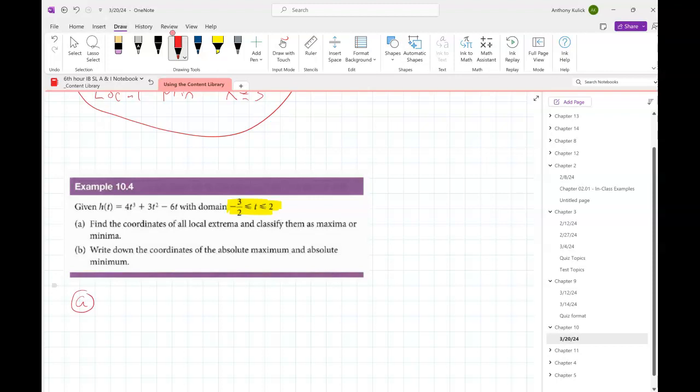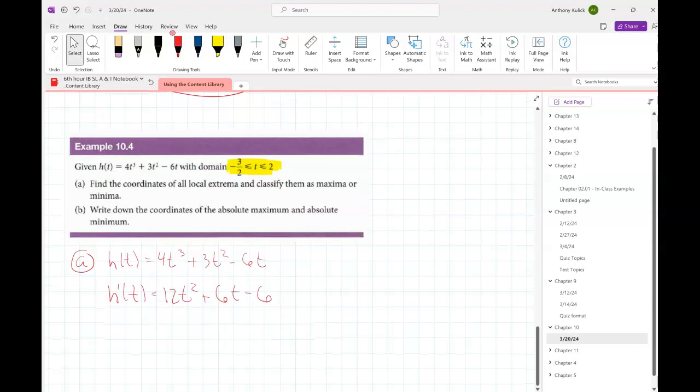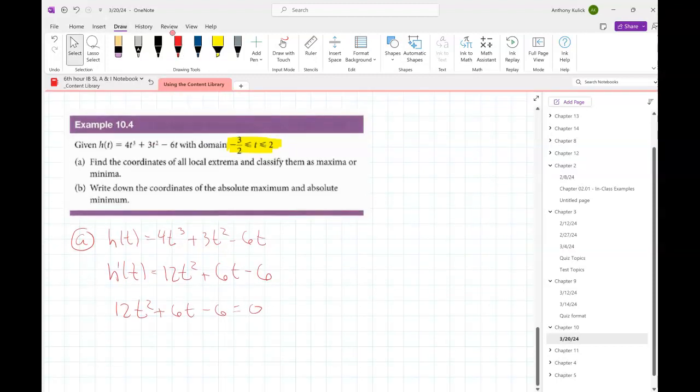But for part A, it says find the coordinates of all local extrema and then classify them. So how do we start? Do the derivative. What's the derivative here? Excellent. And what do you do after we have the derivative? Not plug zero in. We set it equal to zero, I think that's what you meant. Now, before I do anything, what do you notice about the coefficients here? Yeah, I can divide both sides by six to knock that problem down to this.